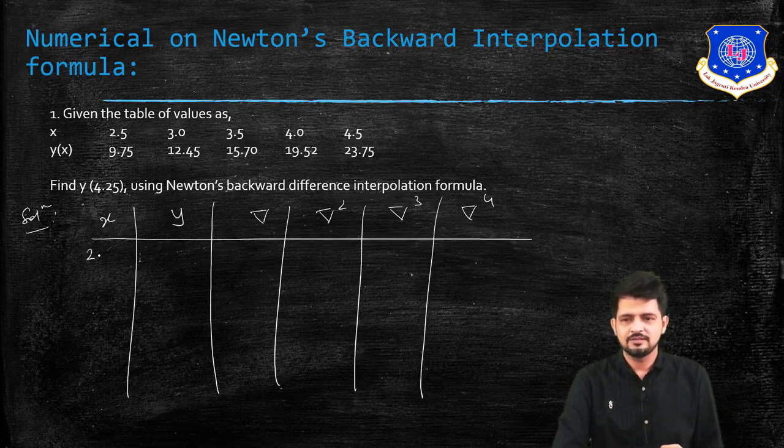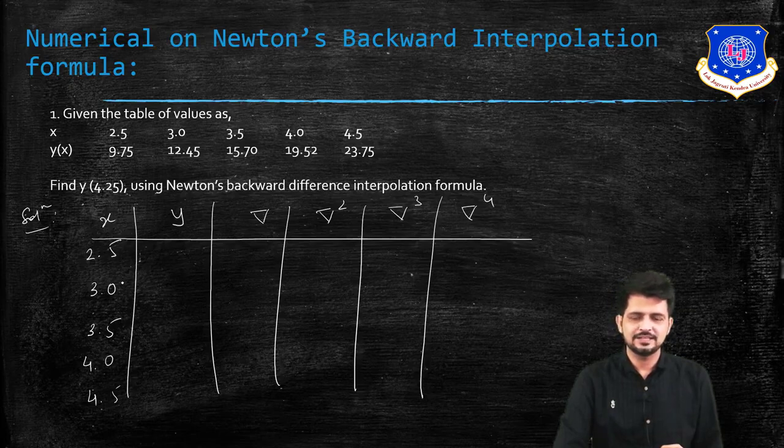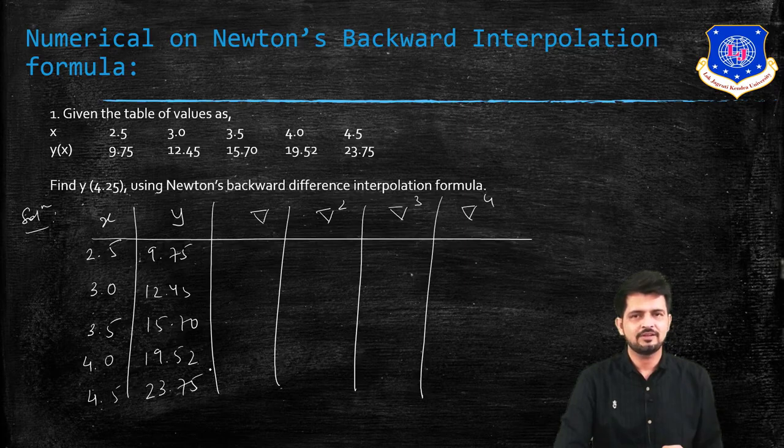Okay, let me write the values of x. It is 2.5, 3.0, 3.5, 4.0 and 4.5. Remember, you have to leave a space between these values. We have to leave a space. Then the values of y: 9.75, 12.45, then 15.70, 19.52 and 23.75.